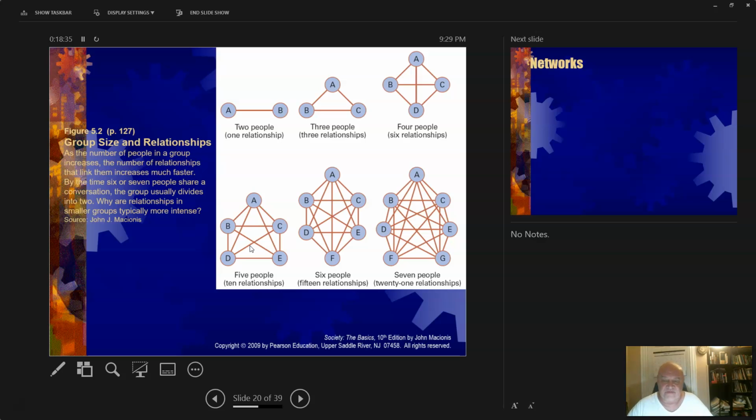By the time six or seven people share a conversation, the group usually divides into two. Why are relationships in smaller groups more intense? Well, this provides a good example. Each of these lines represents a possible interaction, okay? And as we get beyond five people, it really becomes hard for everybody to have a conversation.